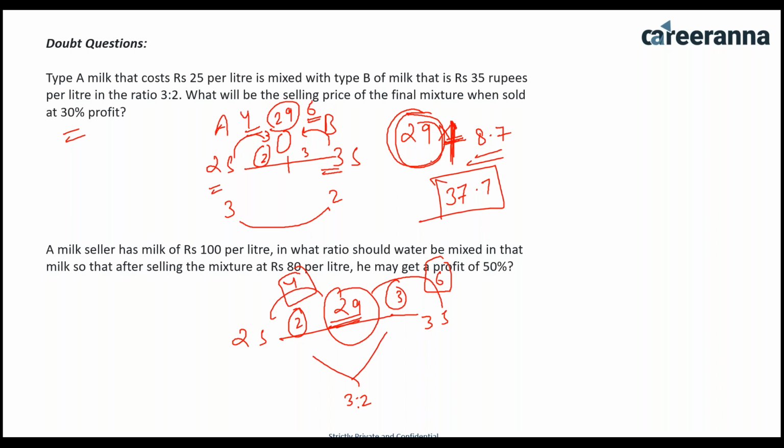Why 8.7? Because as per the question, there is 30% profit on 29. 29 multiplied by 30 divided by 100. Please solve it for me. Isn't it 87 divided by 10? Is it 8.7?